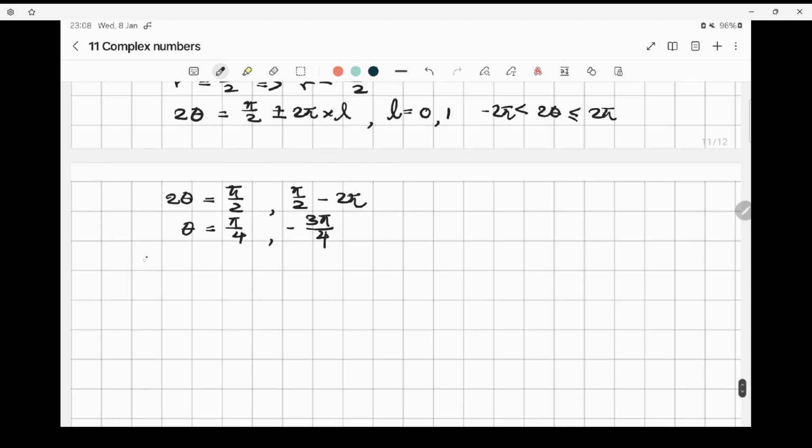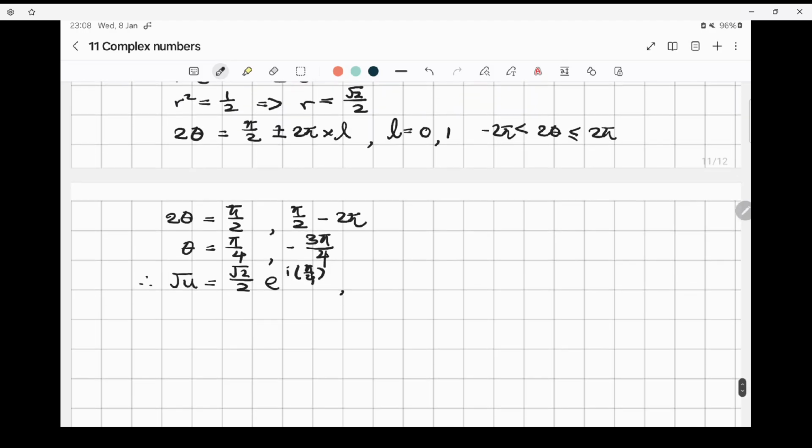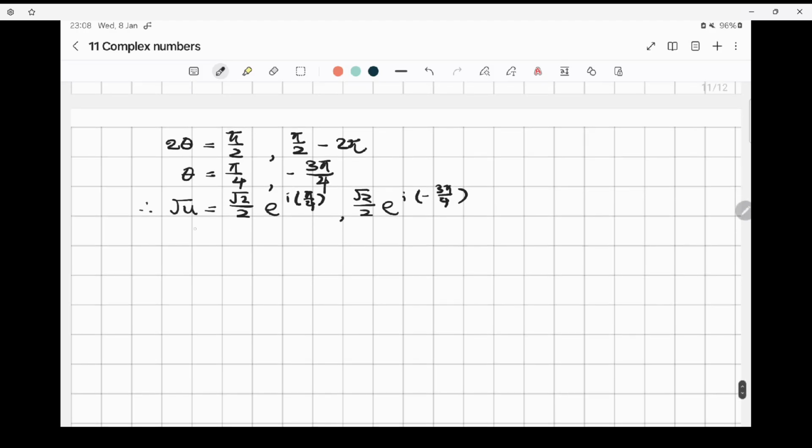So finally, your square root of u would be given by square root 2 over 2 e^(i pi/4), or square root 2 over 2 e^(-i 3pi/4). So finally, if you want to convert it back to the a plus bi form, you can do that with this particular set of solutions.